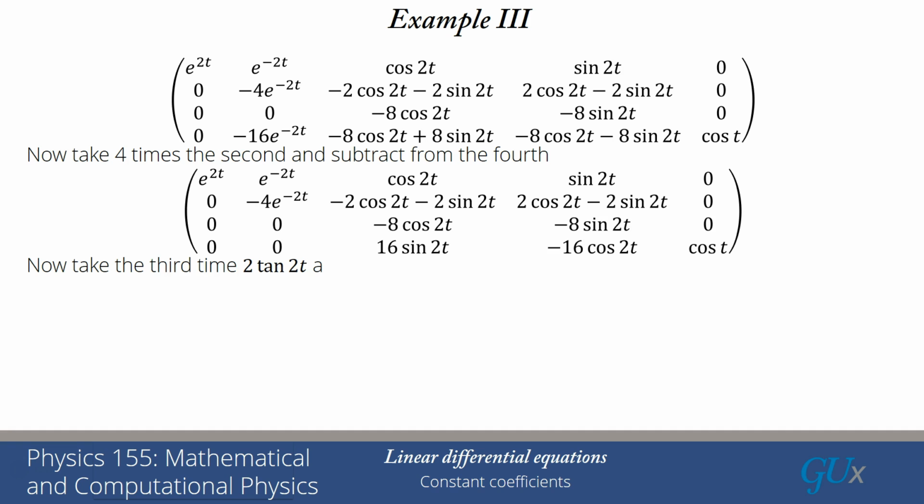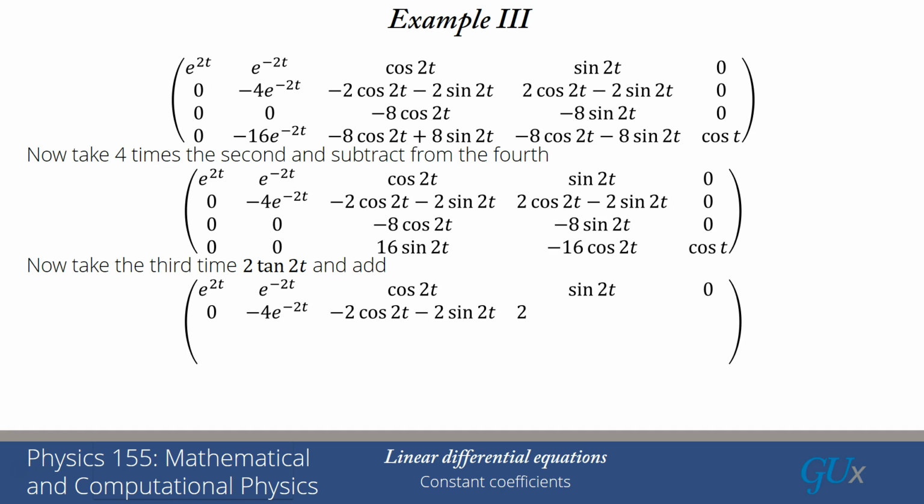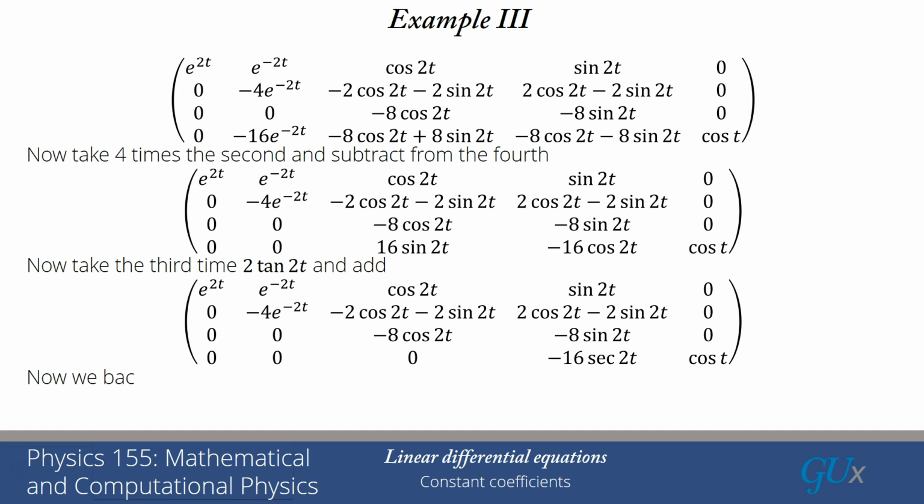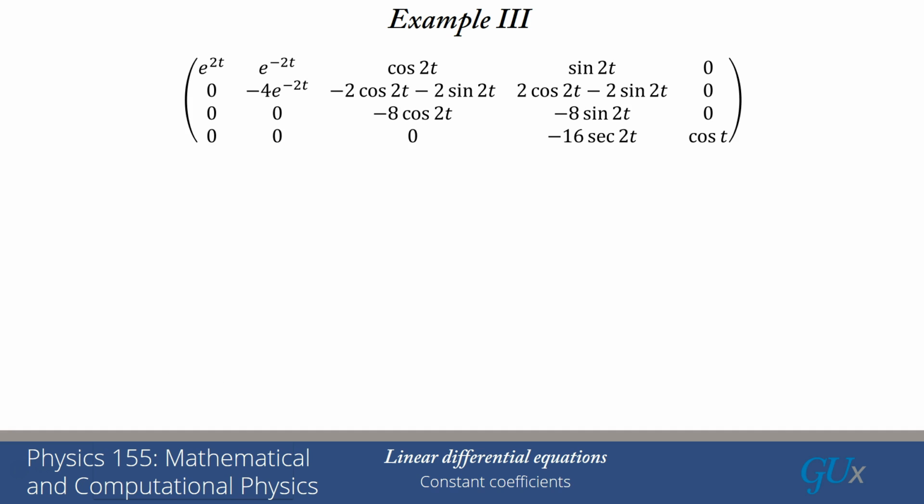Okay, so we take the third times 2 tangent 2t and add it to the fourth. And now I've got all of my zeros. I've got my lower triangular matrix, and I've got the diagonal in the upper triangular part. I'm trying to now take the 4 by 4 matrix, which is the left-hand part of this matrix, multiply it by the Ai dots, and I've got it to equal this object, which is the last column. All right, so we now have to do back substitution, or back solving, to get the Ai dots.